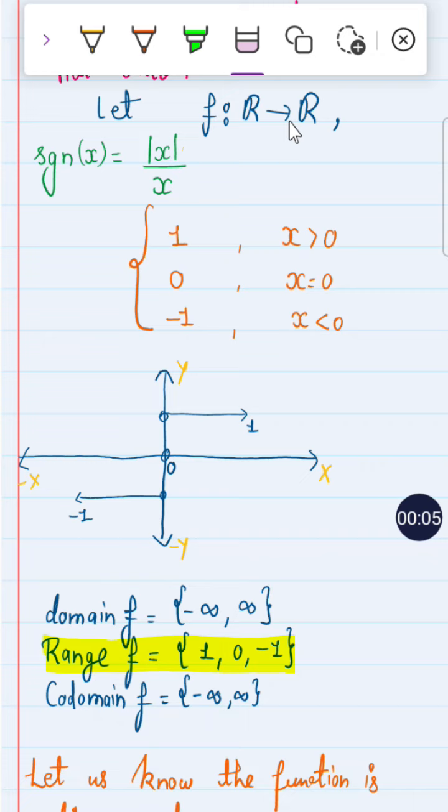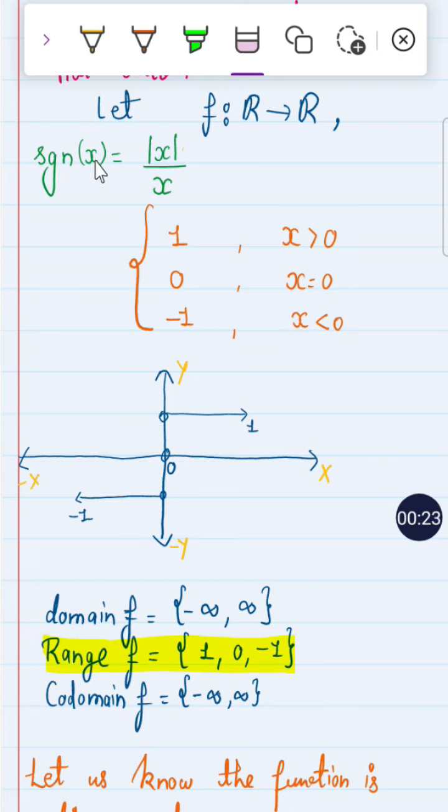We should define a function f from the real line to the real line, which is the whole real line. The domain of f is from minus infinity to plus infinity, and the codomain of f is also from minus infinity to plus infinity, because this is a real line and this is the real line. The function is defined from real line to real line, right? Now what is the function?